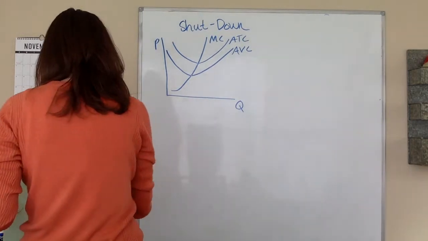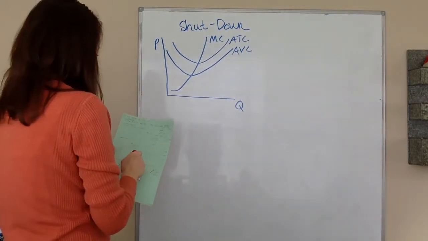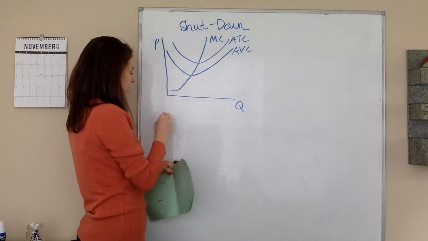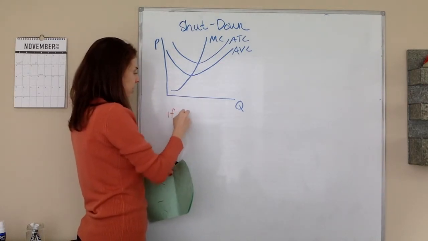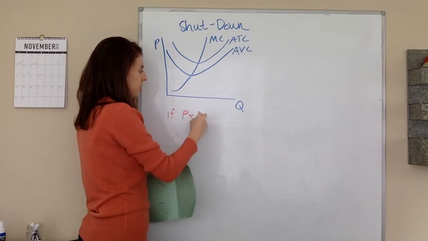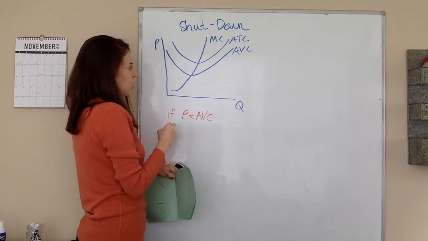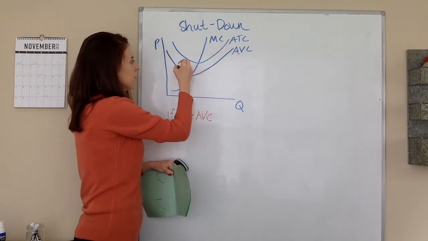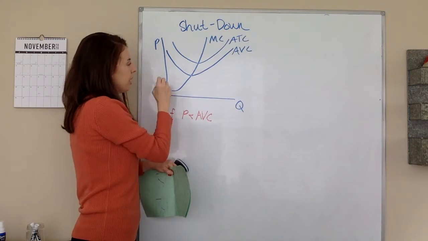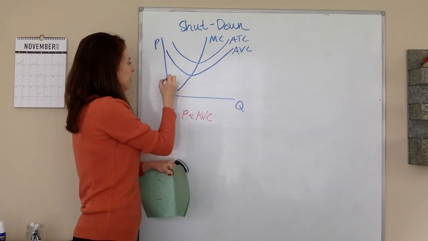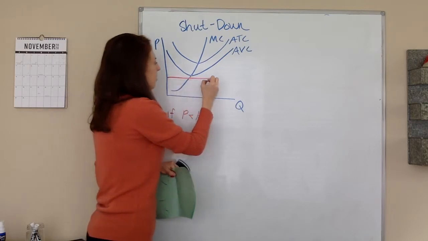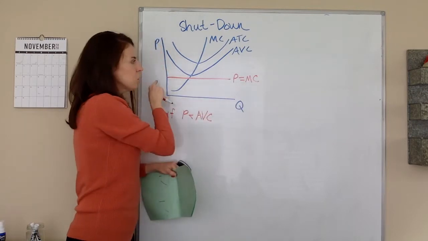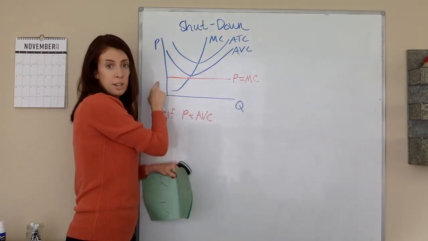Okay, when would a firm want to shut down? Well, we said that they should shut down if the price is less than the average variable cost. Here's the average variable cost. If the price is right here, for example, a firm would want to shut down.